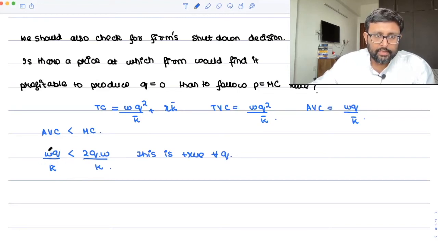Beta, this is AVC, na? You multiply this with 2, you get MC. So this AVC has to be less than MC here, according to this function. This is true for all Q. So the point is, there is no price low enough such that the P is equal to MC rule doesn't have to be followed and you have to shut down.